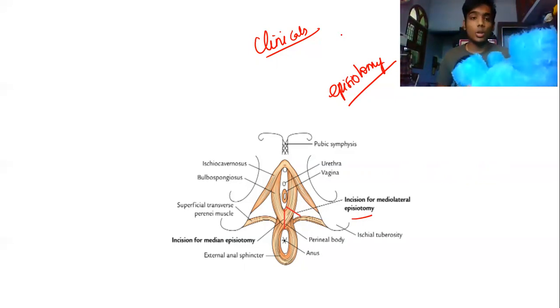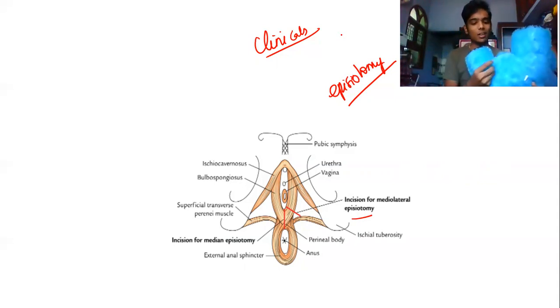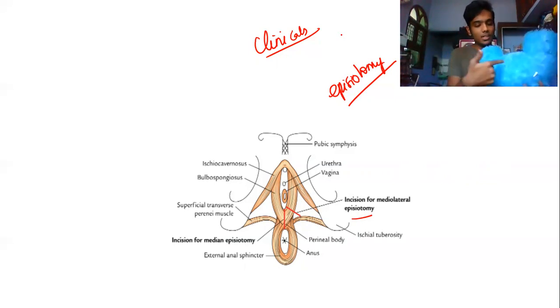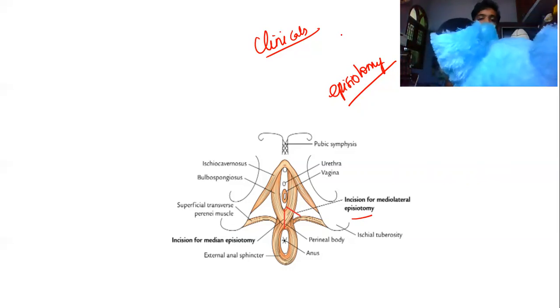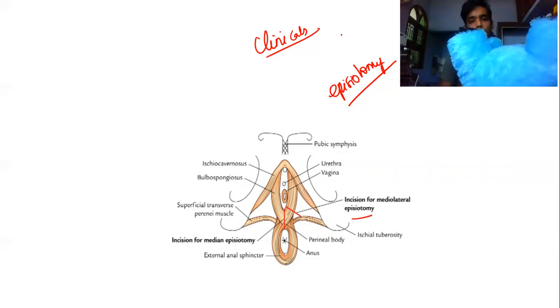Episiotomy is done during childbirth, right? During labor, sometimes the baby's head will not come out. So what they will do is try to expand the vaginal orifice so that the head of the baby can easily come out and facilitate childbirth. They expand the vaginal orifice by giving an incision. That is called episiotomy.